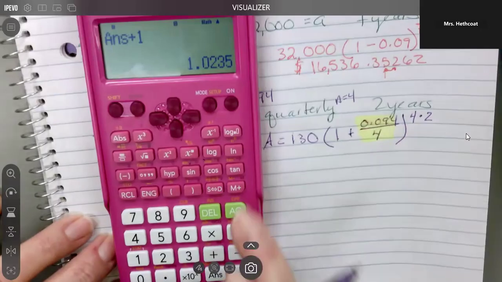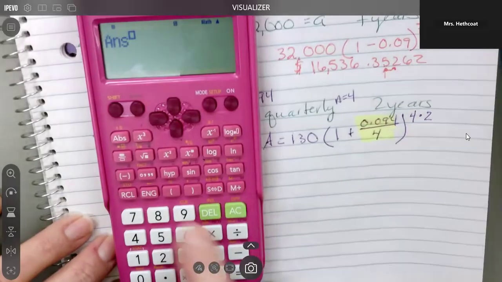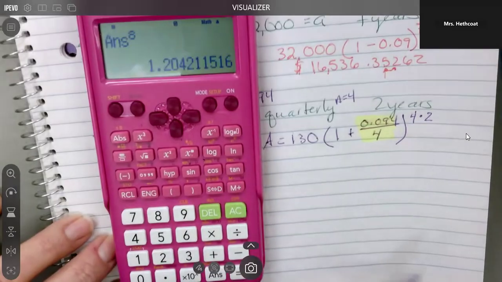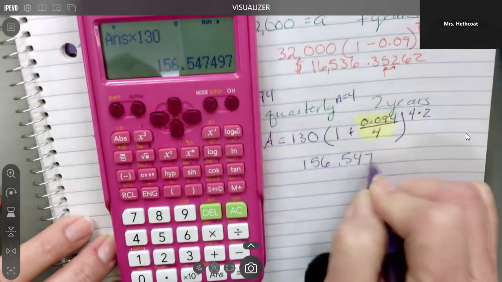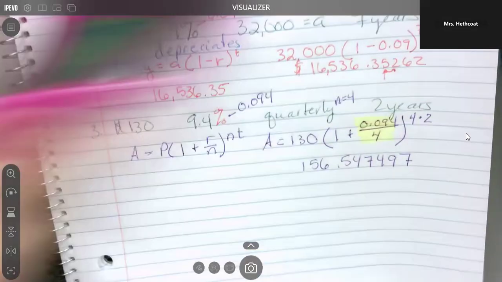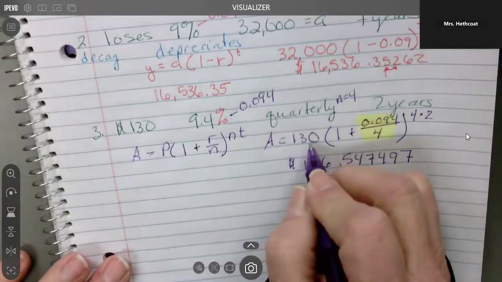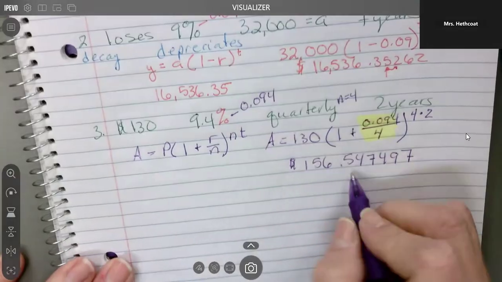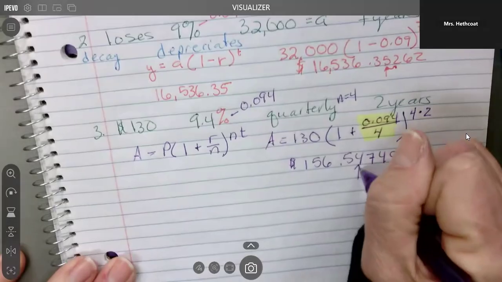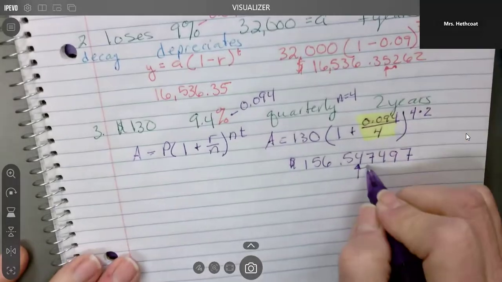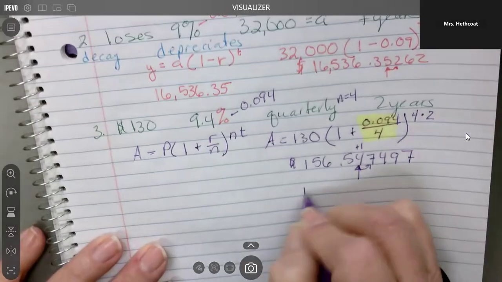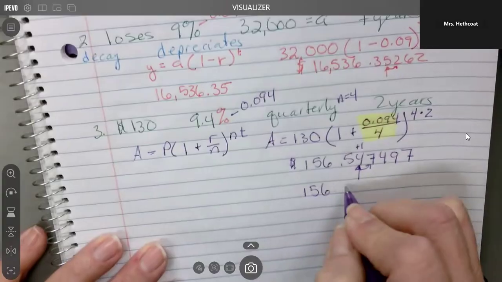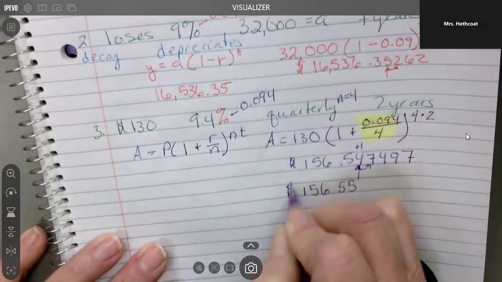Now I have to take it to the 4 times 2. So I'm going to go exponent. 4 times 2 is 8. So to the 8th power, I get that. And then I'm going to multiply all of that times 130. And I get 156.547497. But this is money, right? We started with $130. We now have $156. But we don't do money out this far. We stop at the pennies column, the hundredths place. I look to the right. It is 5 or more, so I up the score. So I add a penny. The correct answer would be $156.55. Dollar sign is on the left.